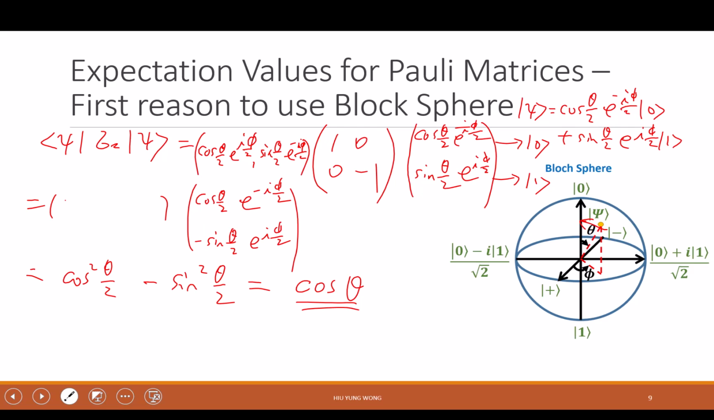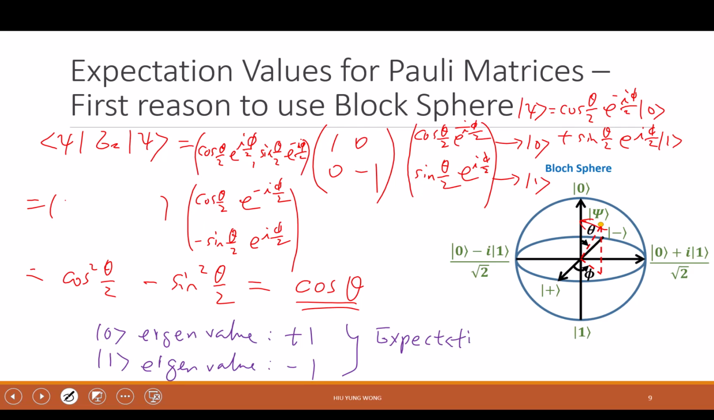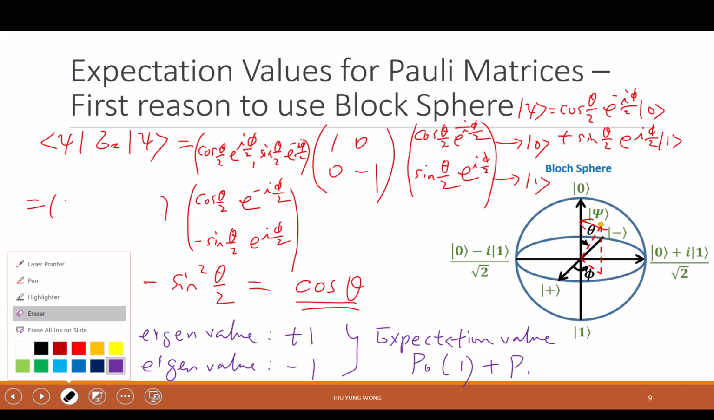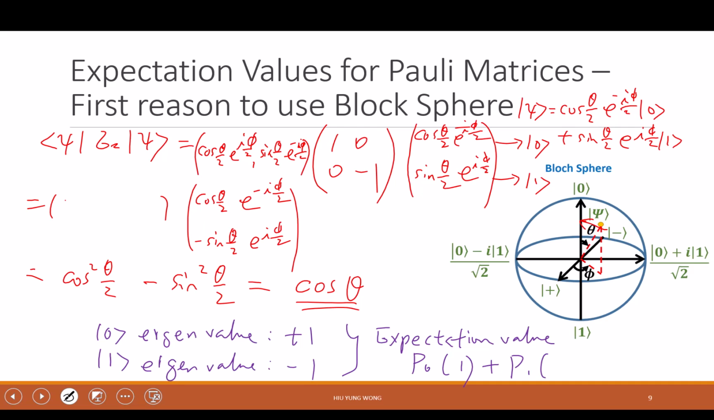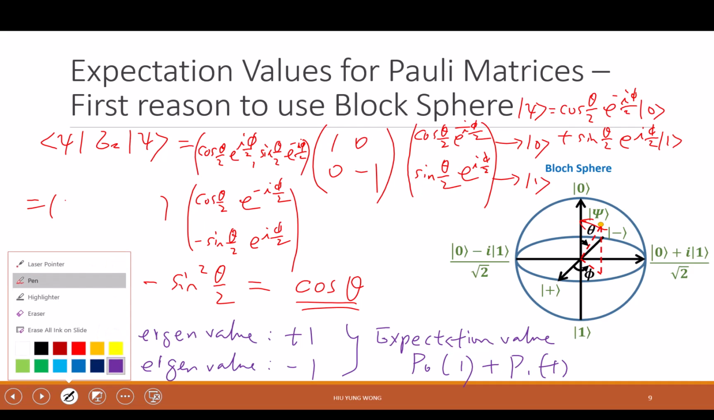Sorry, I'm wrong. Let me go back to your question. Let me say again, I'm wrong. Okay. What is the eigenvalue of the 0 state? Plus 1. Remember? What is the eigenvalue of the 1 state? Yeah, it is minus 1, right? So now go back to this one. Isn't that the expectation value? Yeah, the expectation value is going to be the probability of getting 0 times 1 plus the probability of getting 1 times minus 1, right? Because that is the eigenvalue.